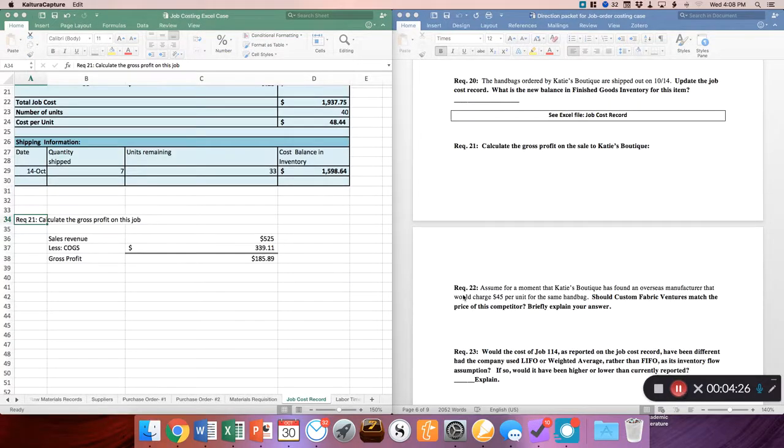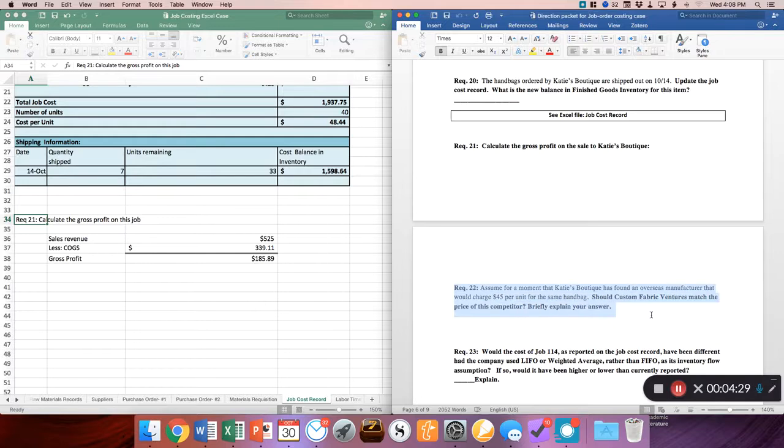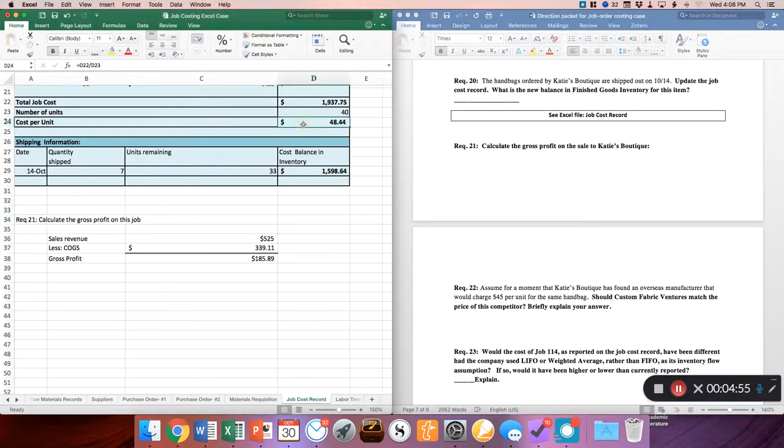Now I do want to briefly address requirement 22. You guys can answer this how you want, but I will tell you that you could look at this requirement or this question in a couple of different ways. So if we assume that we can buy this for $45 per unit, and our cost is $48.44, right? So if we bought it from an overseas manufacturer, we could buy the exact same thing for $45, or we could make it in-house for $48.44.